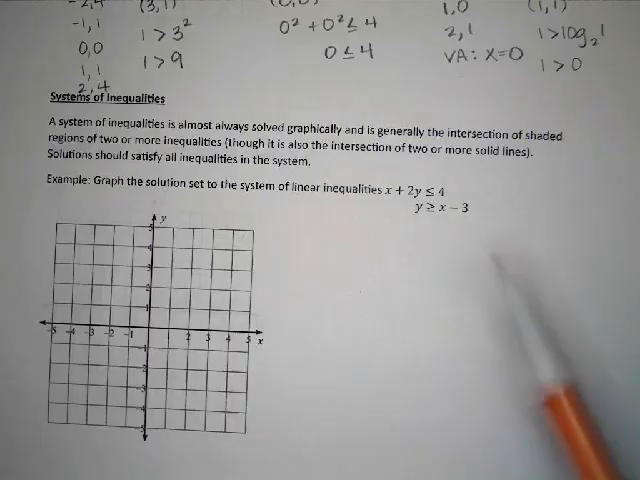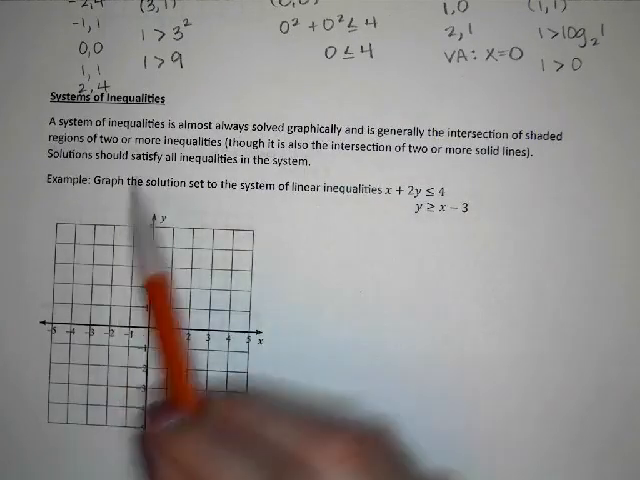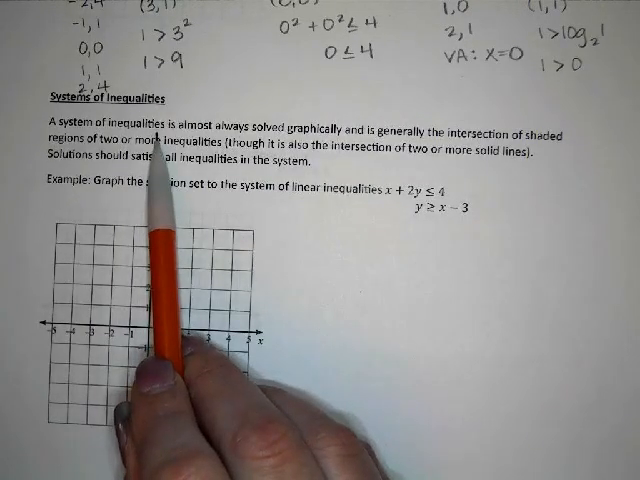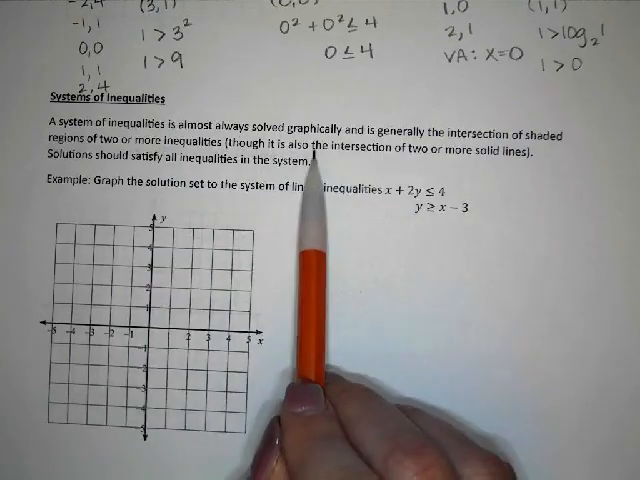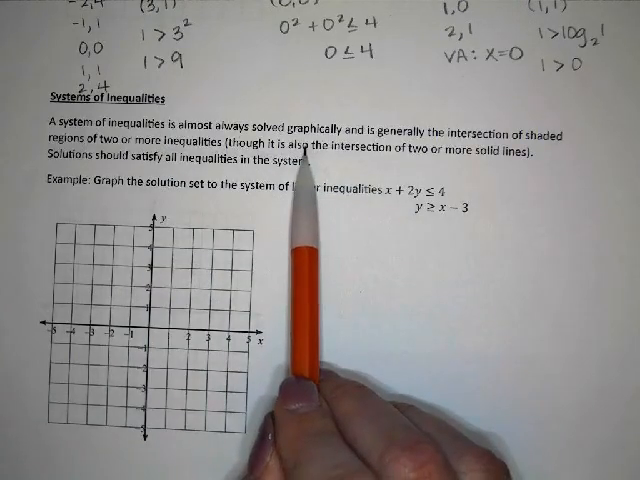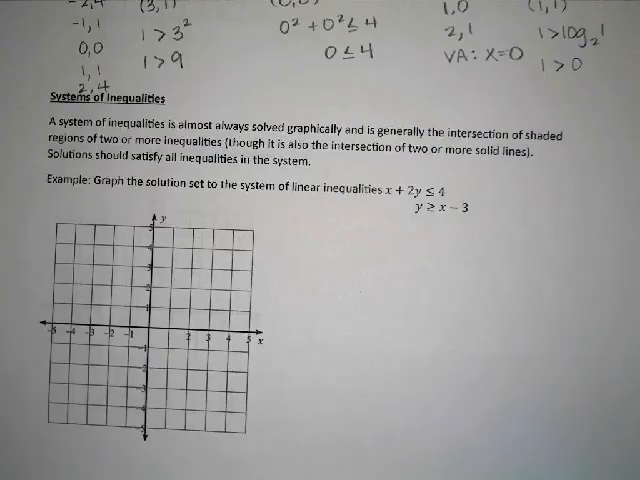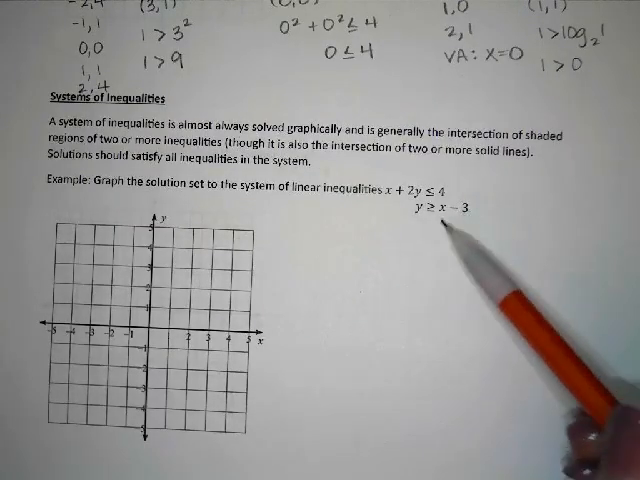So a system of inequalities, because we have shading that's overlapping, they almost always ask you to shade them graphically or to solve them graphically by shading. You won't be given an inequality and asked to solve it and not be graphing it.